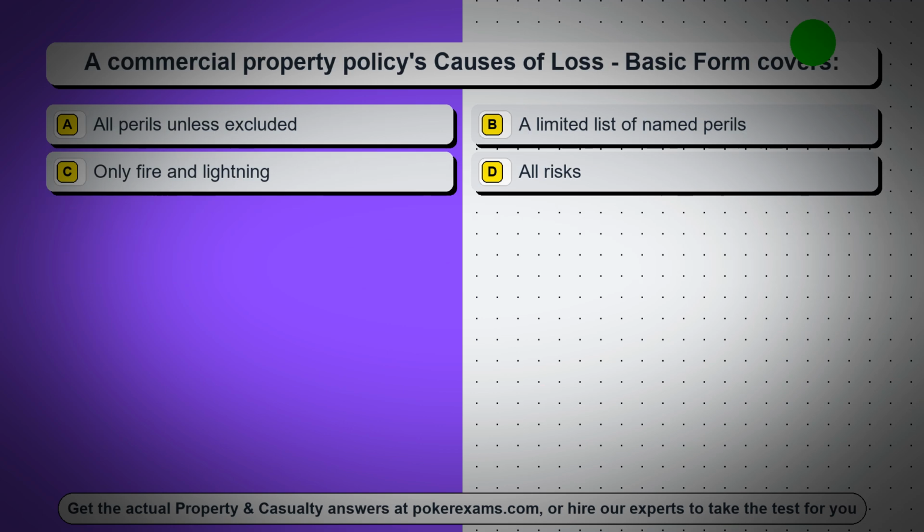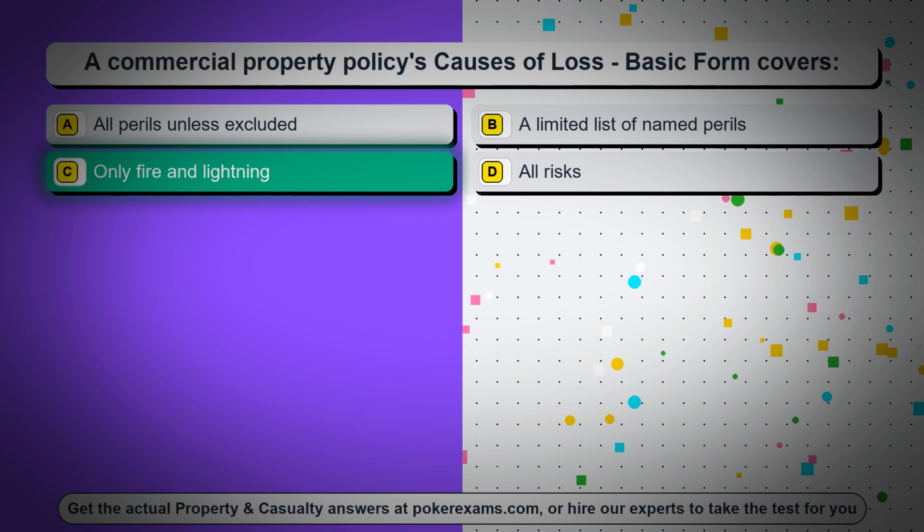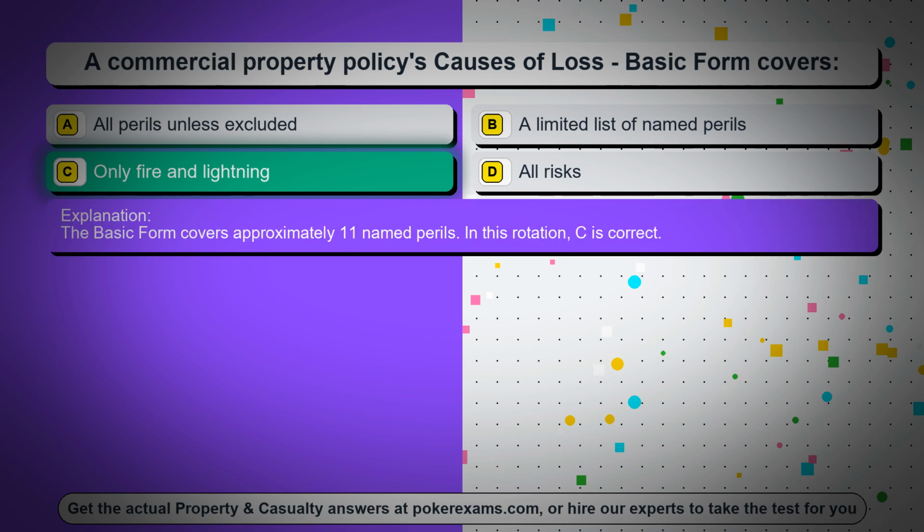Question 55. A commercial property policy's causes of loss basic form covers option A, all perils unless excluded. Option B, a limited list of named perils. Option C, only fire and lightning. Option D, all risks. The correct answer is option C, only fire and lightning. The basic form covers approximately 11 named perils. In this rotation, C is correct.